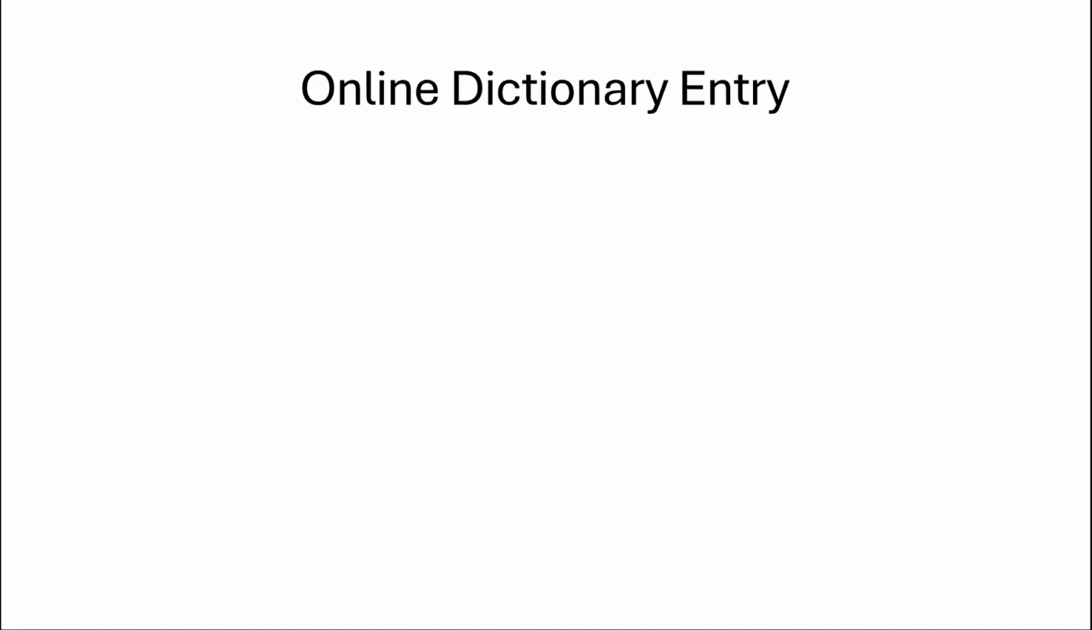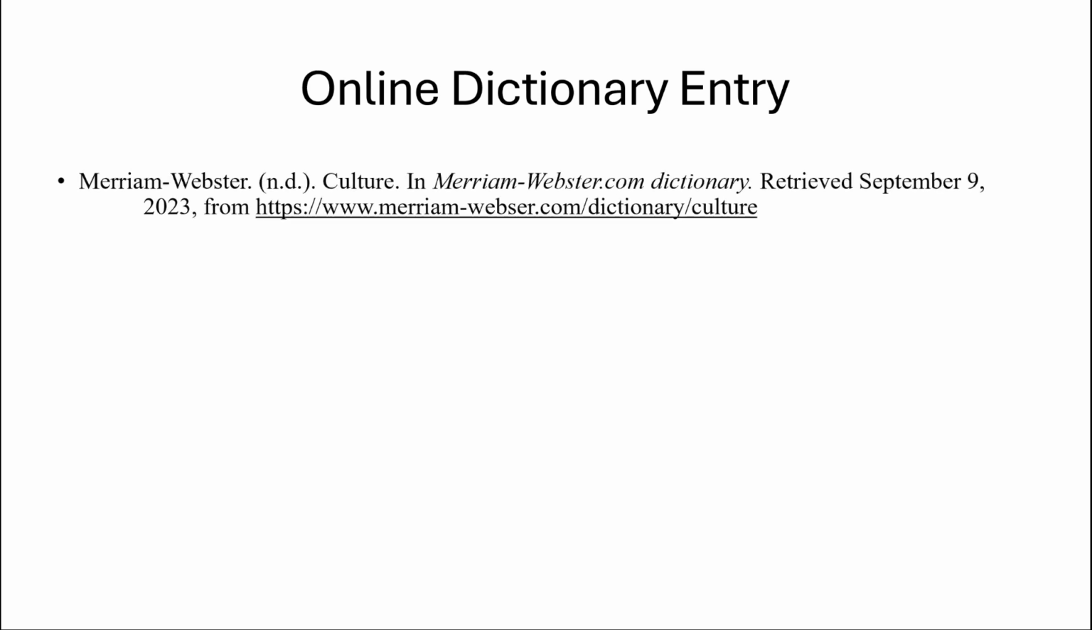For an online dictionary entry, we put the name of the organization, the date, in this case there isn't one, so that's why we put ND for no date, the title of the entry, the title of reference work after the word in. So we put in the title of the reference work, which is italicized, in this case that is Merriam-Webster.com dictionary, and then we put the retrieve date and the URL.